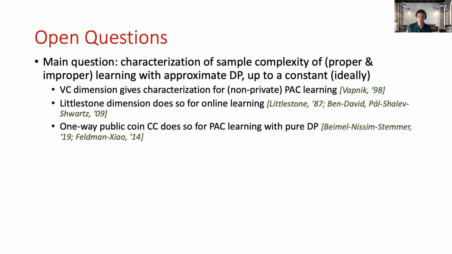Okay, so that concludes our results. I'll next discuss some open questions. The main question is to characterize the sample complexity of both proper and improper private learning up to, ideally, a constant factor. And this would mirror several other characterization results in the literature for other learning models. For instance, it's known that VC dimension gives such a characterization for non-private PAC learning. Littlestone dimension does so for online learning, and one-way public coin communication complexity of a certain problem does so for PAC learning with pure differential privacy.